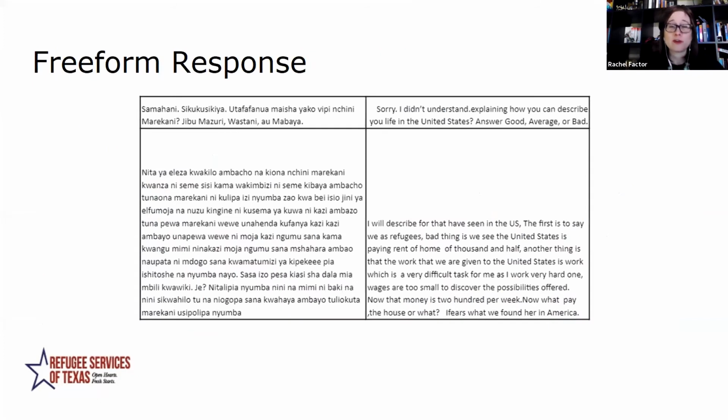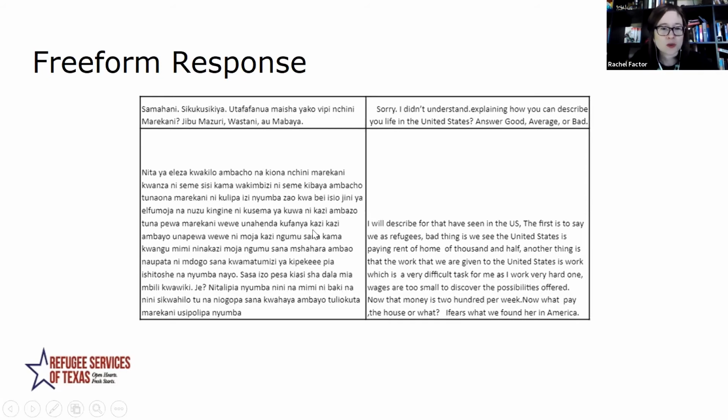So when it comes to free-form response, again, this is something that we saw in our survey. This is a survey that we did after 6 months of their arrival to the US. And we wanted to know, in general, how do they describe their life in the United States? And we wanted them to answer good, average, or bad. Now, this is not the greatest survey question, but that is how we decided to do it.